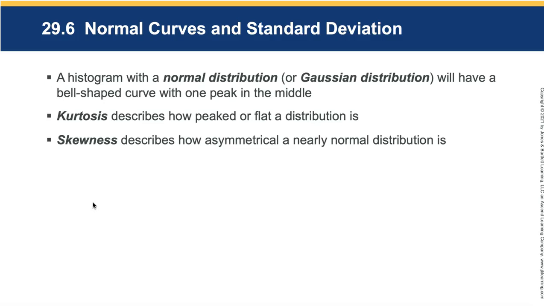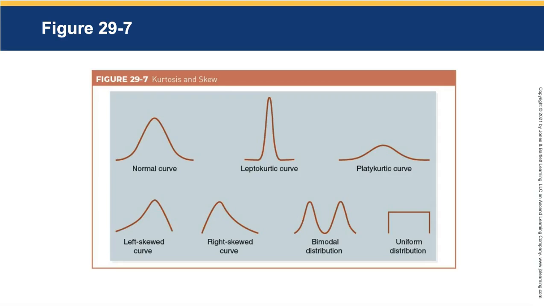We can describe the shape of that curve. Yeah, it's bell-shaped, but sometimes it's a skinny, tall bell shape. Sometimes it's a flat bell shape. So we can describe that with something called kurtosis, and there are specific words that we can use, which we'll look at in a moment. There's also skewness, and this describes how asymmetrical a nearly normal distribution is, right? So it can be a normal distribution, and then it could be leaning off to the side.